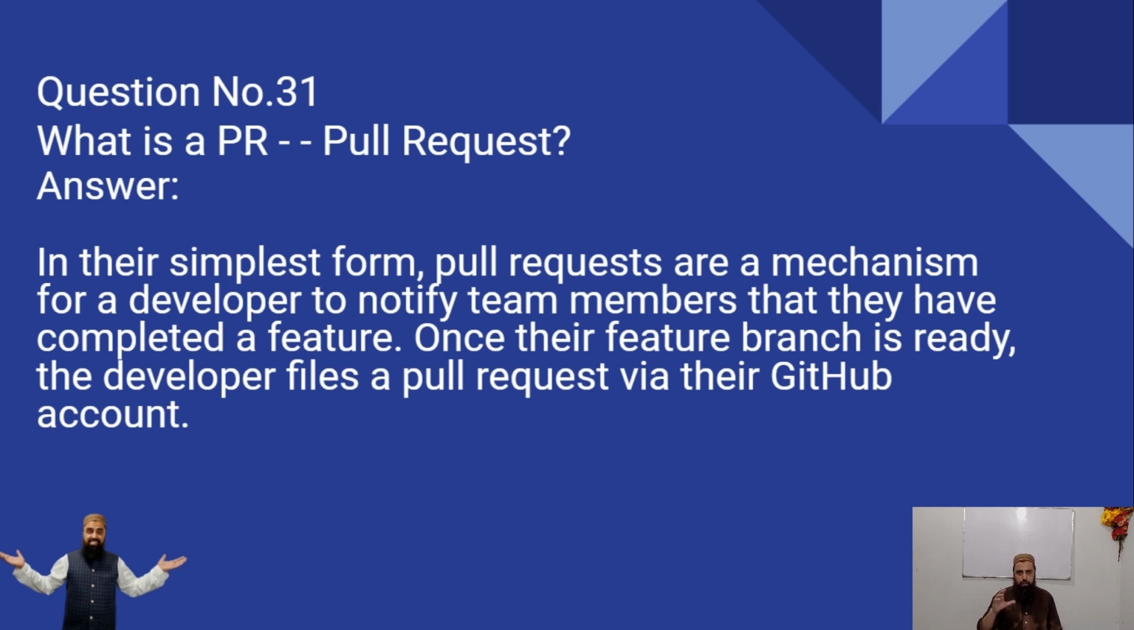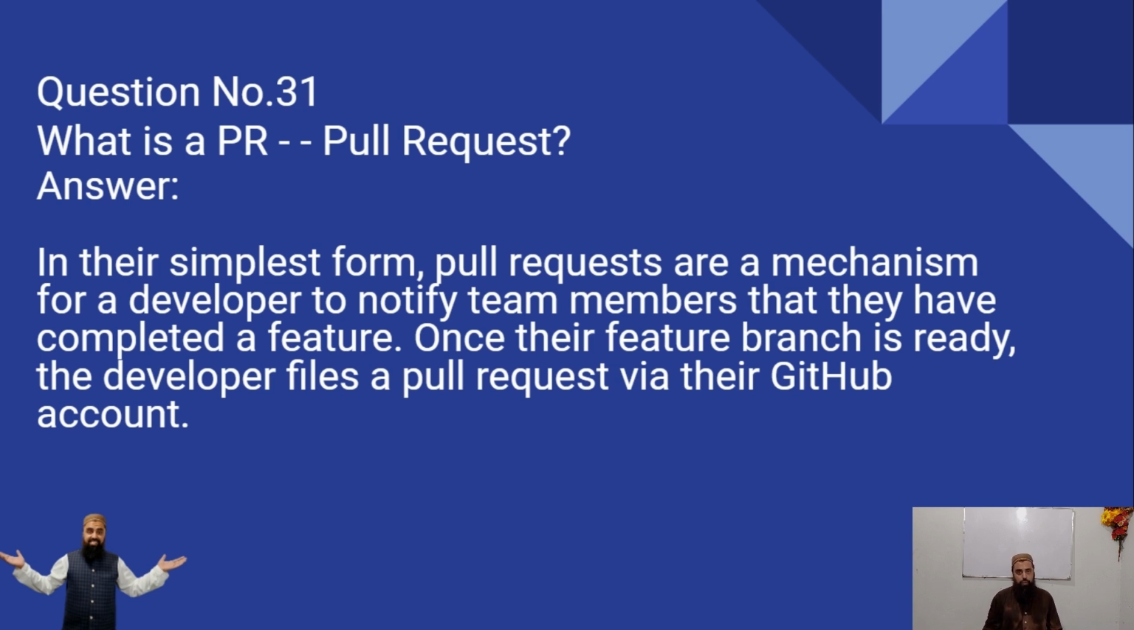After completing this feature and testing it, they will create a pull request, and that pull request would be sent to the development manager, who will review the code. After everything is fine, that pull request would be accepted and that branch would be merged into the main branch. So once their feature branch is ready, the developer files a pull request via their GitHub account. That is actually the practice.